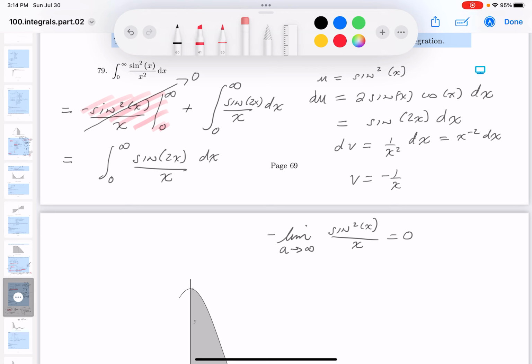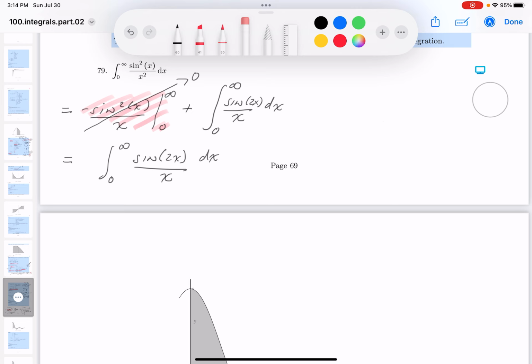It looks remarkably like the last problem. Let me erase this business over here. I'm kind of done looking at that. And I'm going to do a substitution now. I'm going to say u equals 2x, and du would be 2 dx. So I'm ready to put that down. If x is 0, u would be 0, and then you get twice infinity, which is infinity.